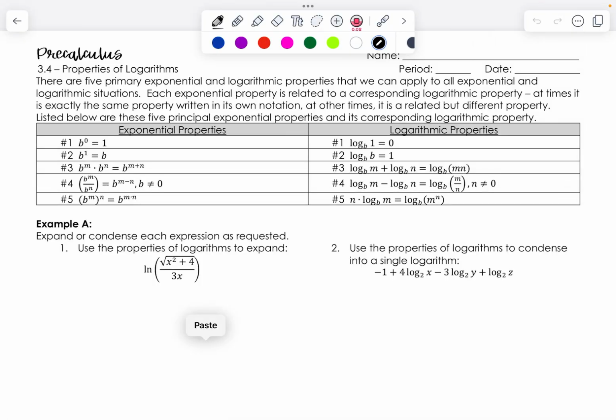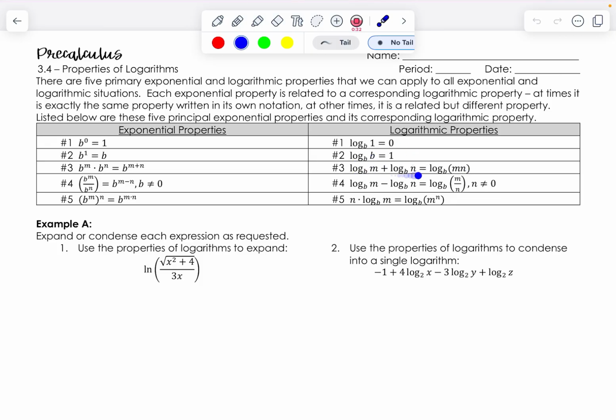All right, so we are going to be looking at properties of logarithms that you did last year in Algebra 2. So there are five primary logarithmic properties. The first one is if you take log base b of 1, that's 0. Log base b of b is 1.